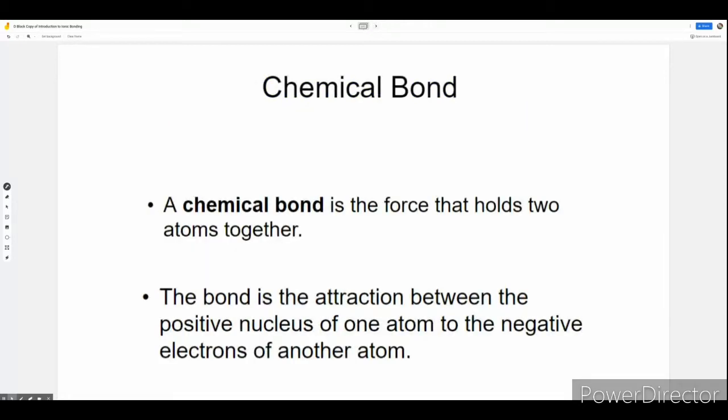In general, a chemical bond is any force holding two atoms together. It comes from the fact that you have the positive protons in the nucleus of one atom pulling on the negative electrons of another atom, and that creates this force holding atoms together to create compounds and molecules, or ionic bonds in ionic compounds. All chemical bonds come down to this interaction between positive and negative.